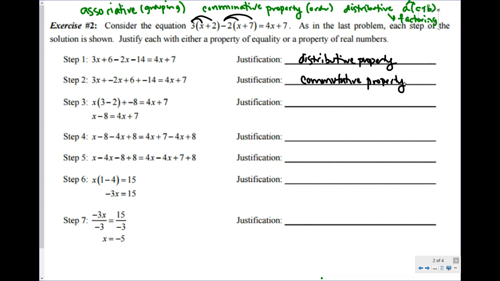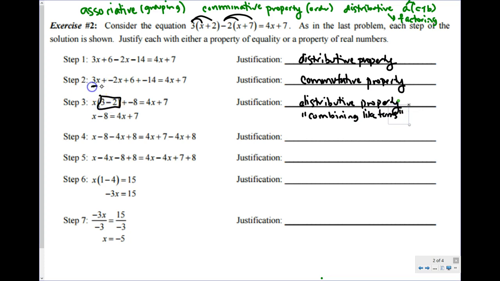Step 3, it looks like they're combining like terms here, but it's kind of like backwards distribution. They're combining the 3x and the negative 2x, so that's kind of an interesting form of distributive property. I would also say if you put combining like terms here, I think that would be okay as well, because that's what they're doing. They're combining like terms. That's what this is.